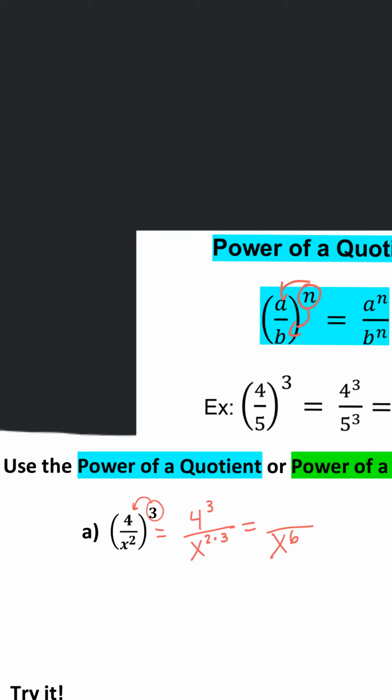Now I need to know what 4 times 4 times 4 is. Well, I know that 4 times 4 is 16, times 4, well, that gives me 64. So I get 64 over x to the 6th as my answer.